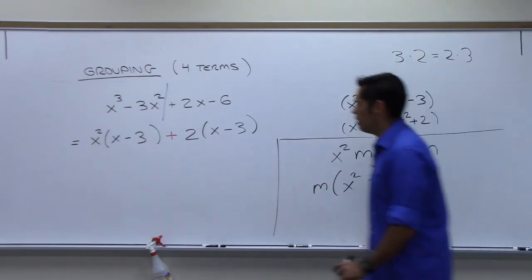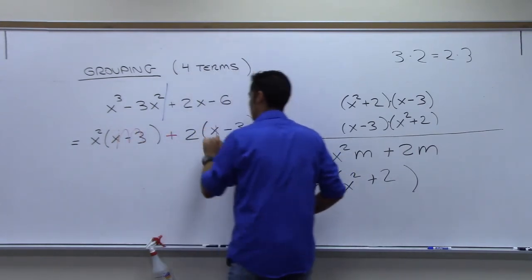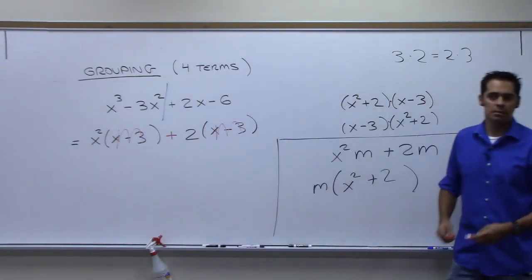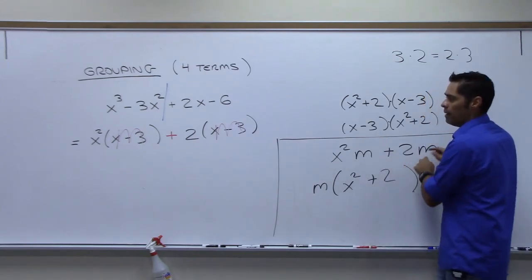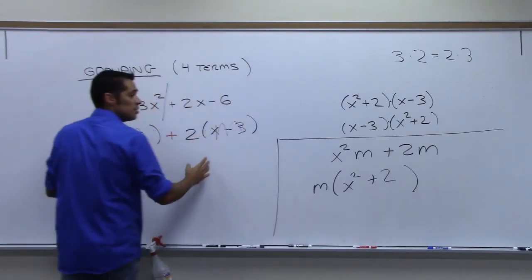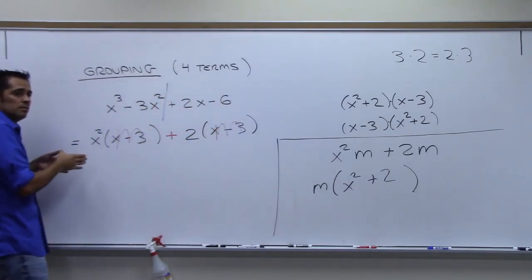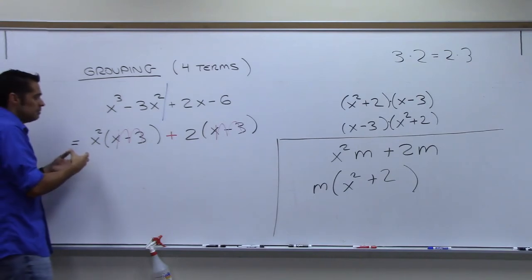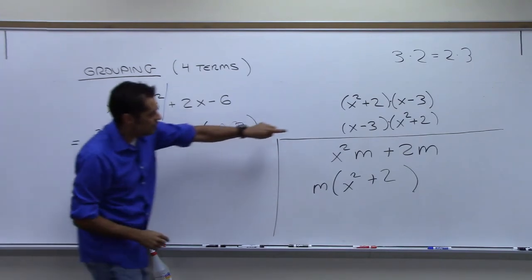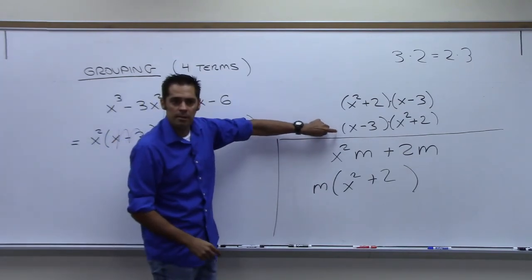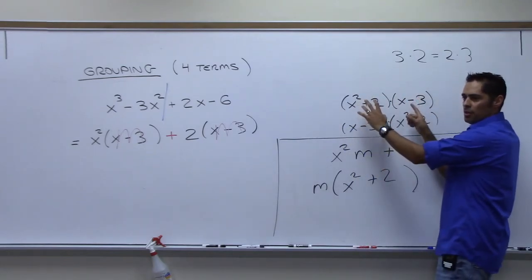So watch this. This is your M, and this is your M, right? They both have it? They both have that, don't they? X squared M plus 2M. So since they both have an x minus 3, you're pulling the x minus 3 out. And what's left? The x squared plus the 2 in parentheses, right? That's this version of it right here. And then if you turn it back around, it's this version.